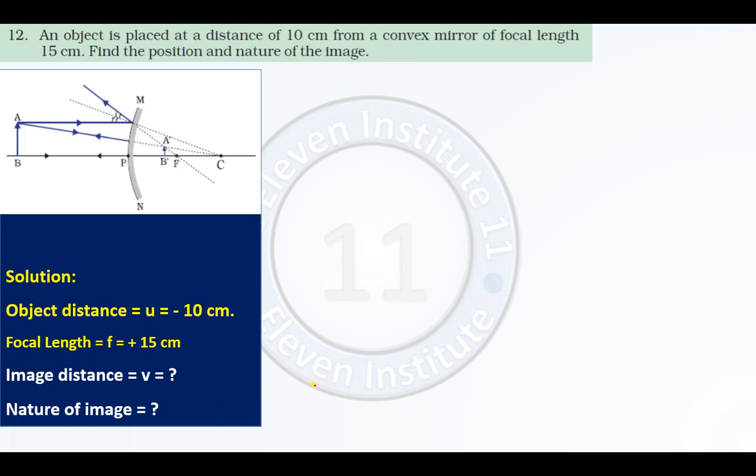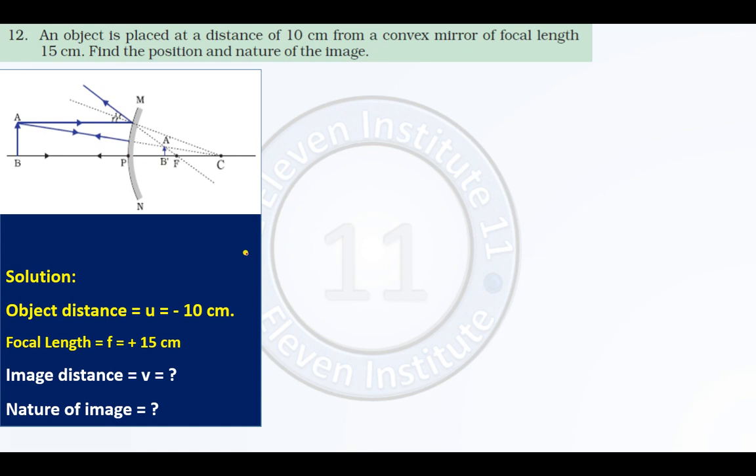You can see this will be the final case that we have. We'll obtain a virtual and erect image on the other side of the mirror, right? So our image distance will be positive, right? And magnification will be also positive but less than 1. Let us see the solution.